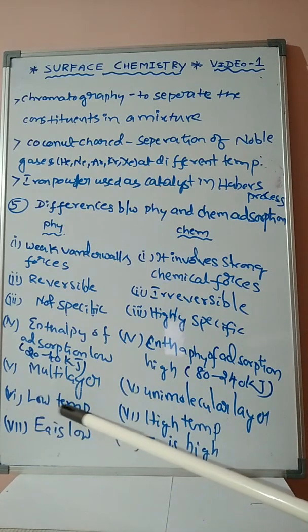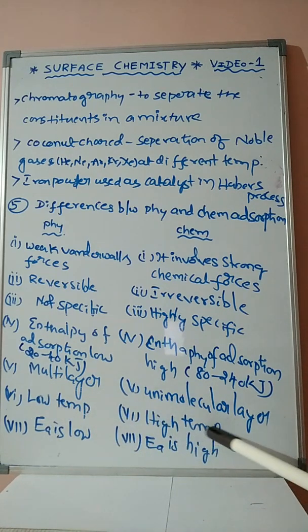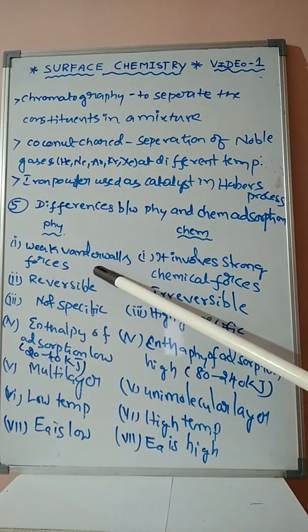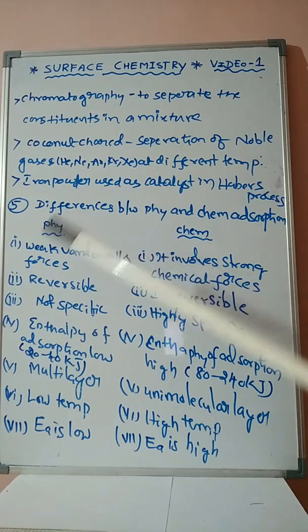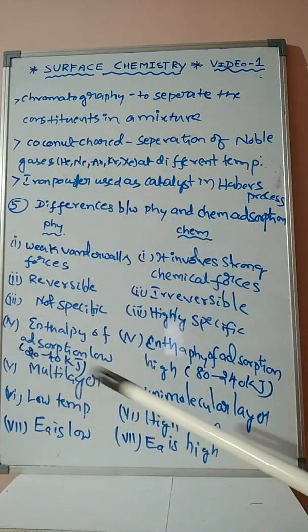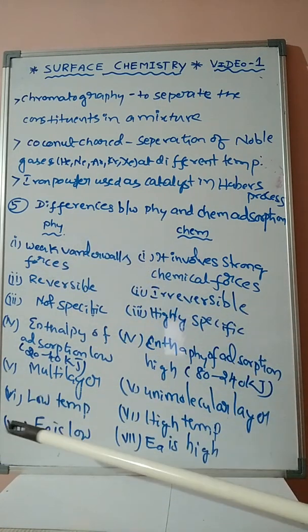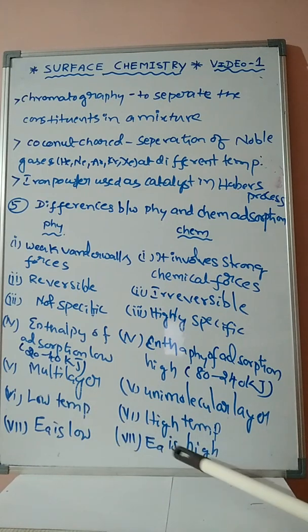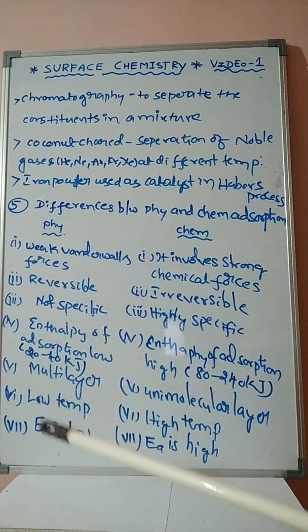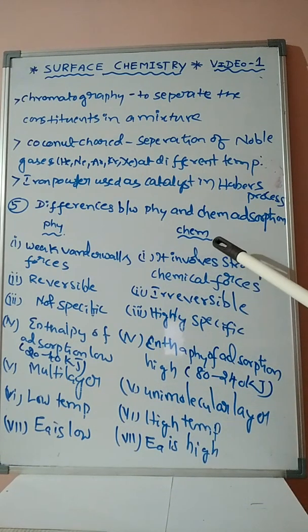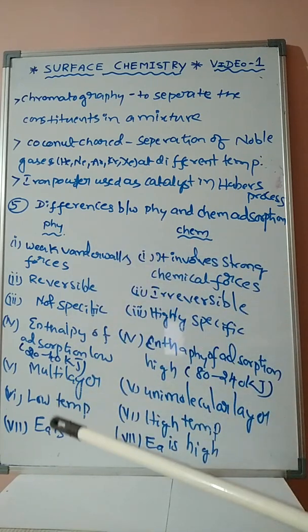In physical adsorption, low temperatures are favorable. In chemical adsorption, high temperatures are favorable. Because of weak van der Waals forces, at high temperature the van der Waals forces are broken. Hence, only low temperatures are favorable. Whereas in chemical adsorption, high temperatures are favorable. In physical adsorption, activation energy is low because of weak van der Waals forces. In chemical adsorption, activation energy is high because of strong chemical forces. More energy is required for chemical adsorption, less energy is required for physical adsorption.